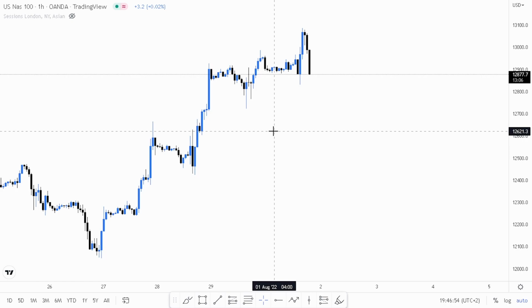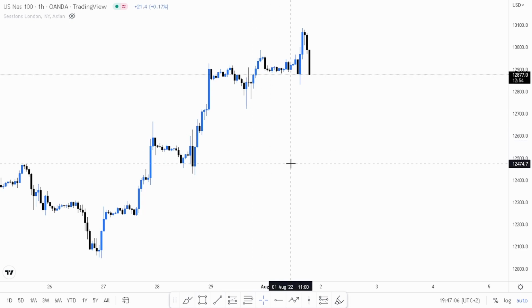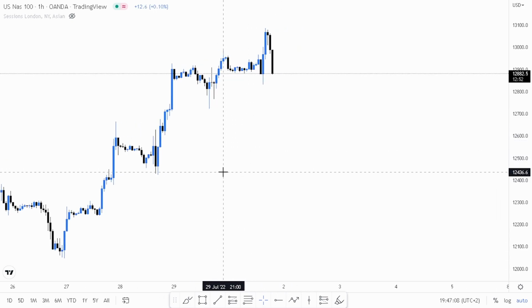So I want you to keep on working on the strategy, use it on a demo account, backtest for a while, and I'm telling you guys, the strategy definitely works. It gives out beautiful trades.